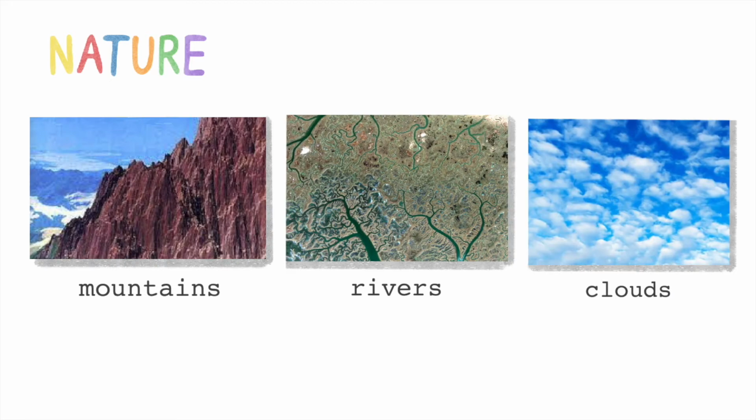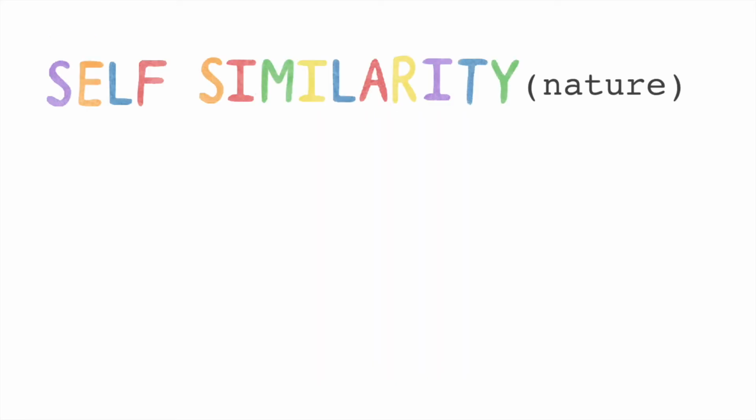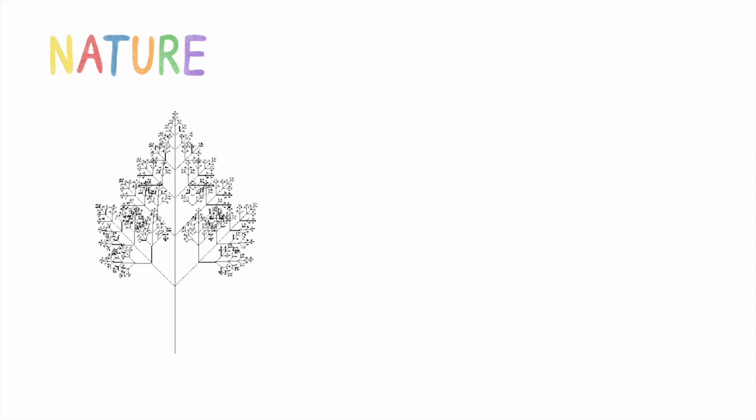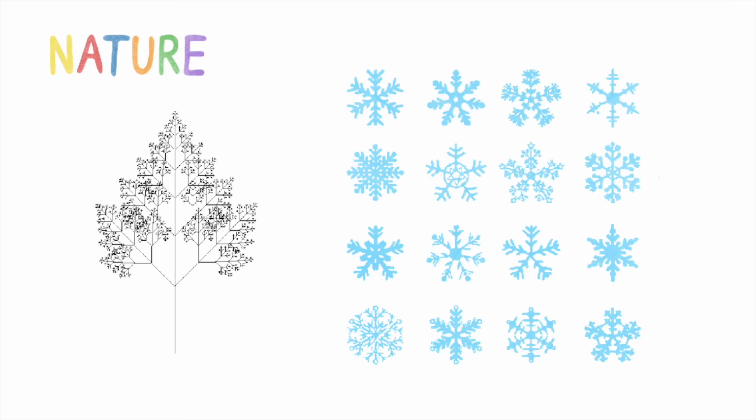Many plants and other naturally forming structures, such as mountains, rivers, and clouds in nature, all have a form of self-similarity. Self-similarity is a form of recursion where if you look at one small section of a structure, the shape it forms is seemingly similar to the structure as a whole. Looking at a small part of a snowflake, you can also see the pattern of one small section is strikingly similar to the look of the snowflake as a whole.